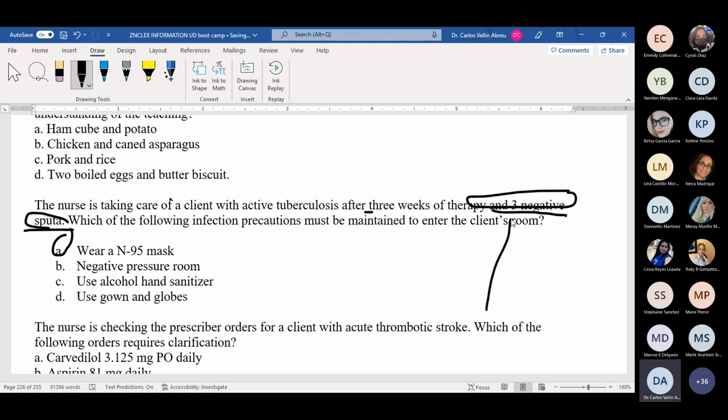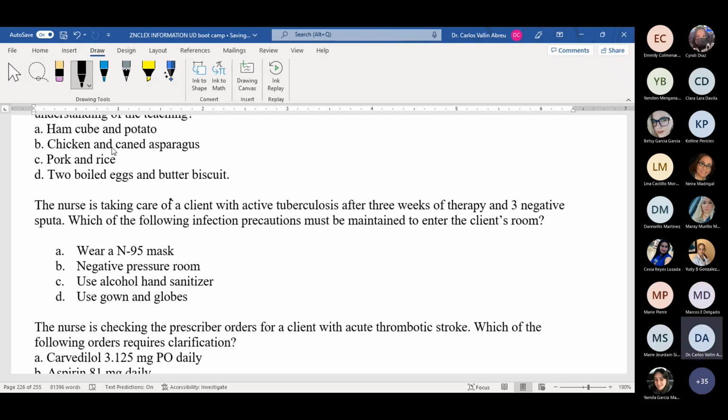So this client is already going home in standard precautions. And which one is a standard precaution here? Okay, so everything in this question is taking care of the details. That is something that you need to be very careful about in NCLEX. That's why I don't want you rushing, and that's why I usually give you at least 2 minutes per question in my test. I want you to be careful reading and dedicate time to the details. And in this case, the detail is that I have 3 negative sputum tests.